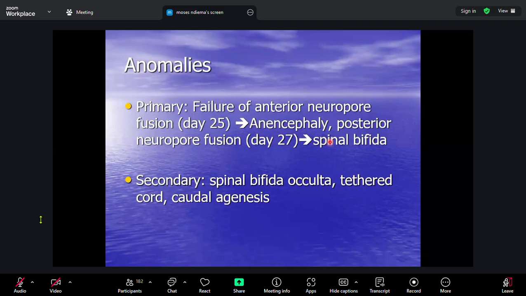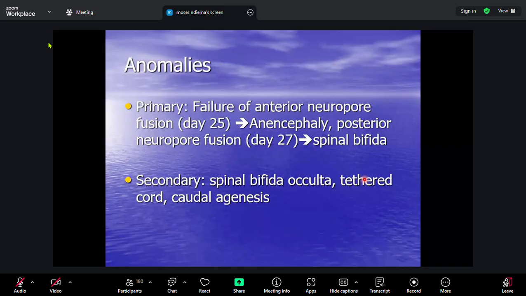When you have secondary neurulation problems, the spina bifida occulta can develop where the vertebral arch is missing, and this is normally seen as a tuft of hair just around the sacral region.